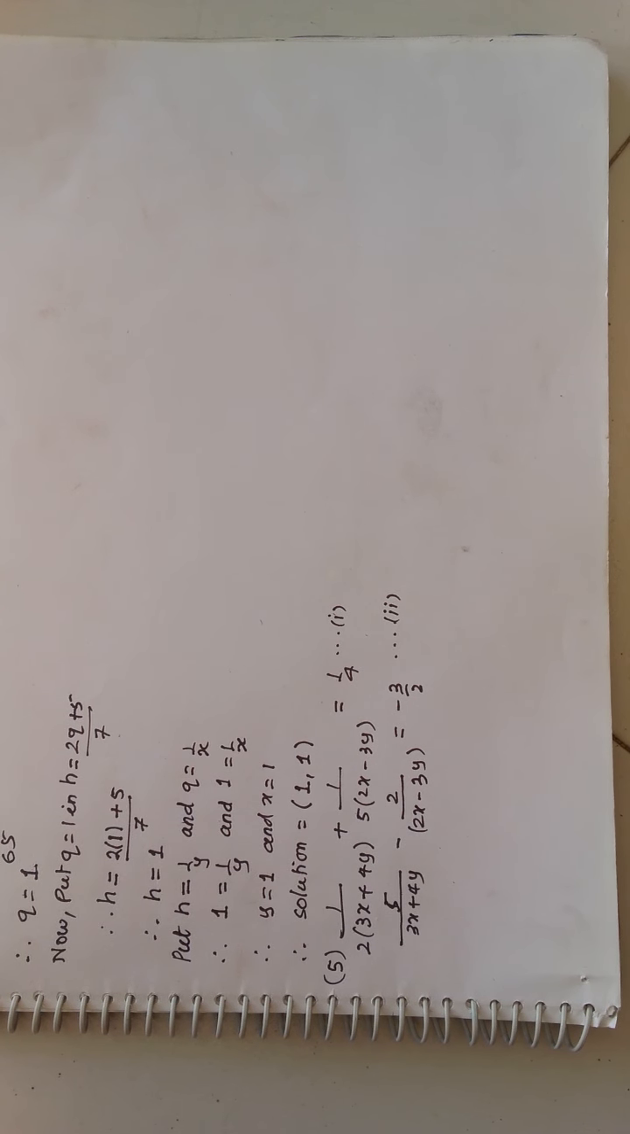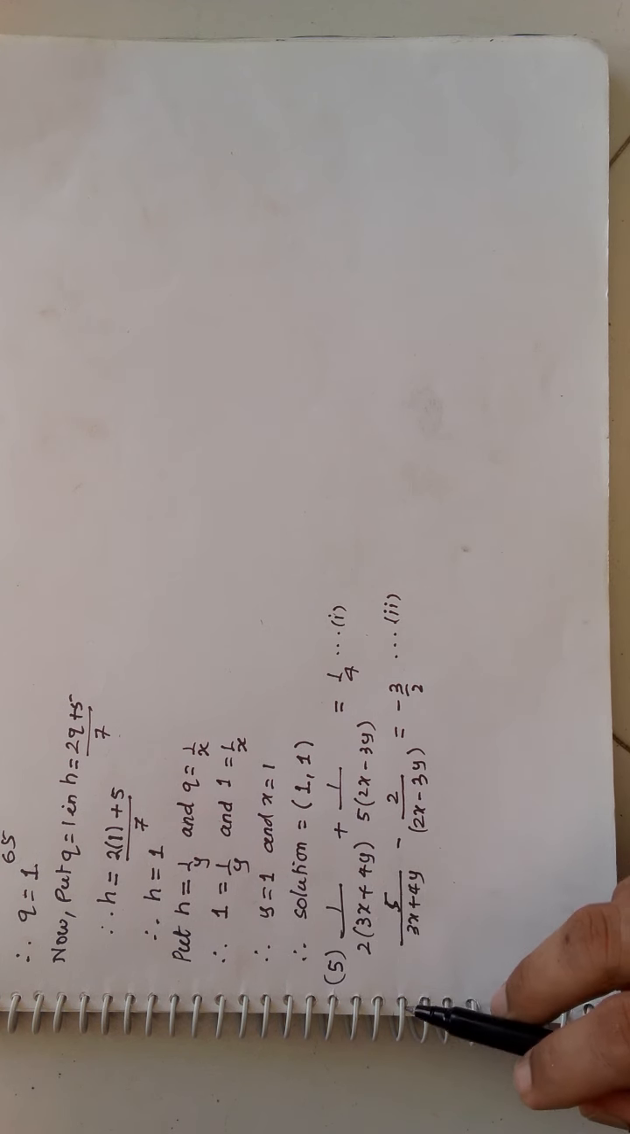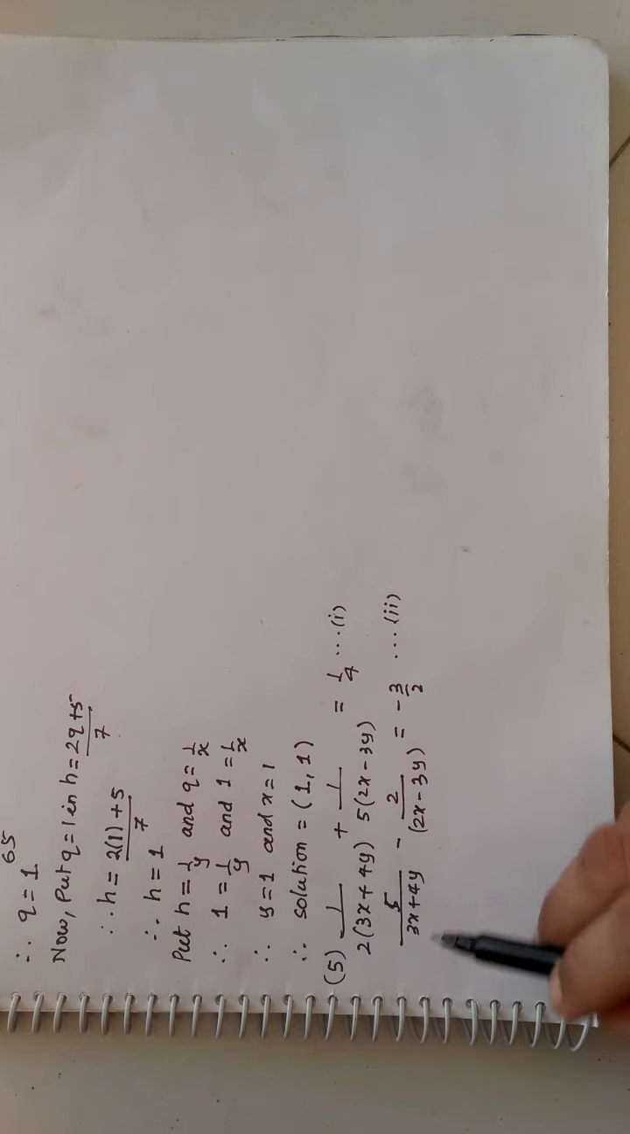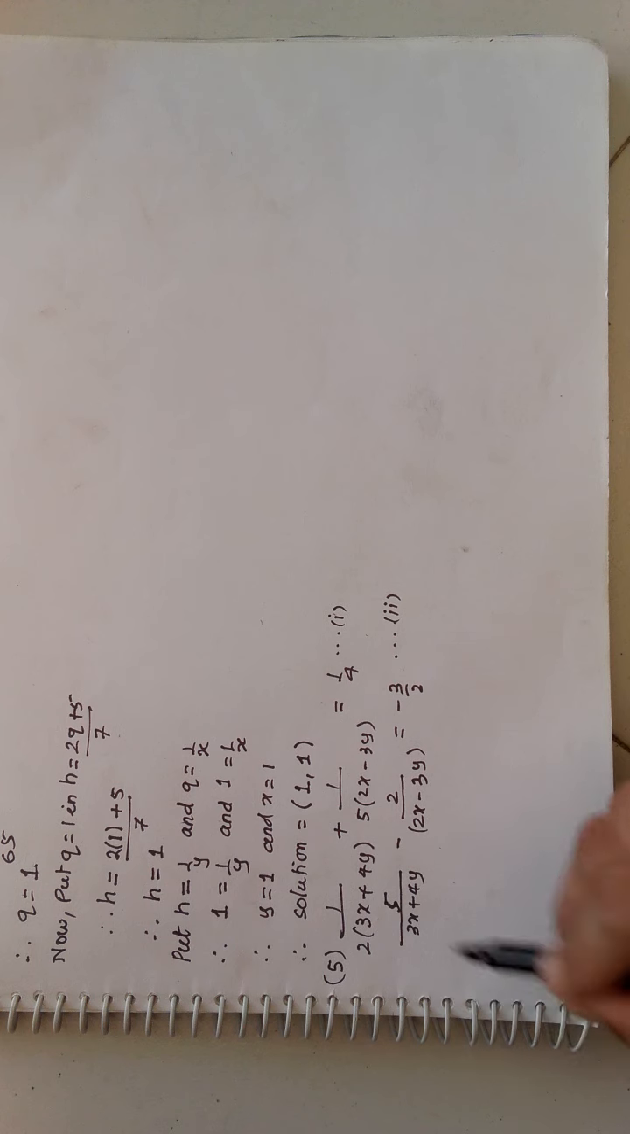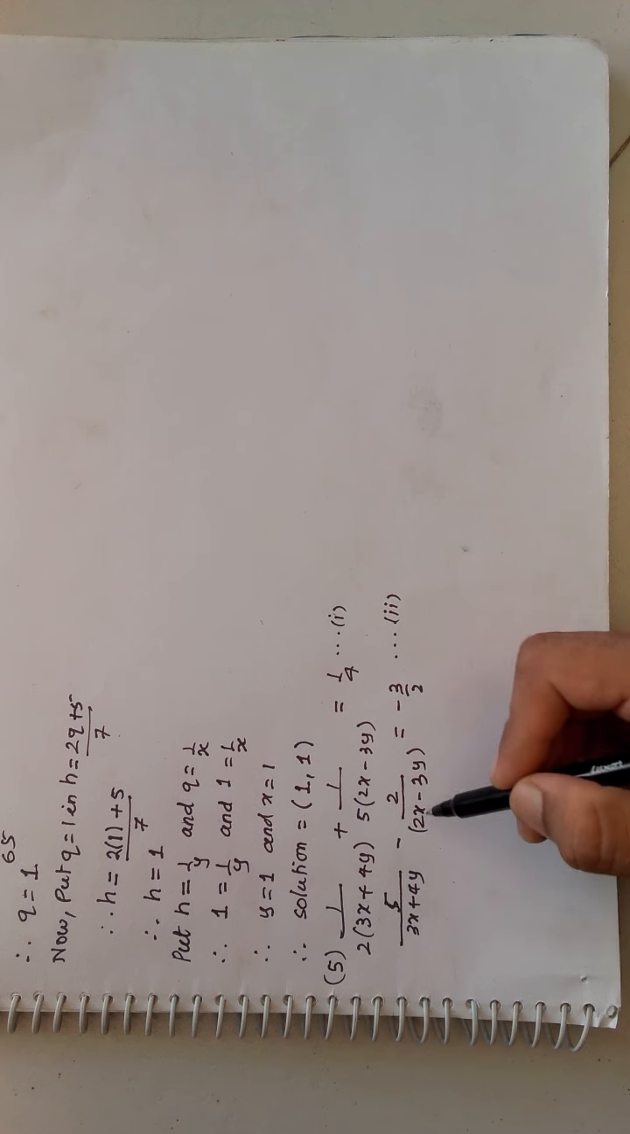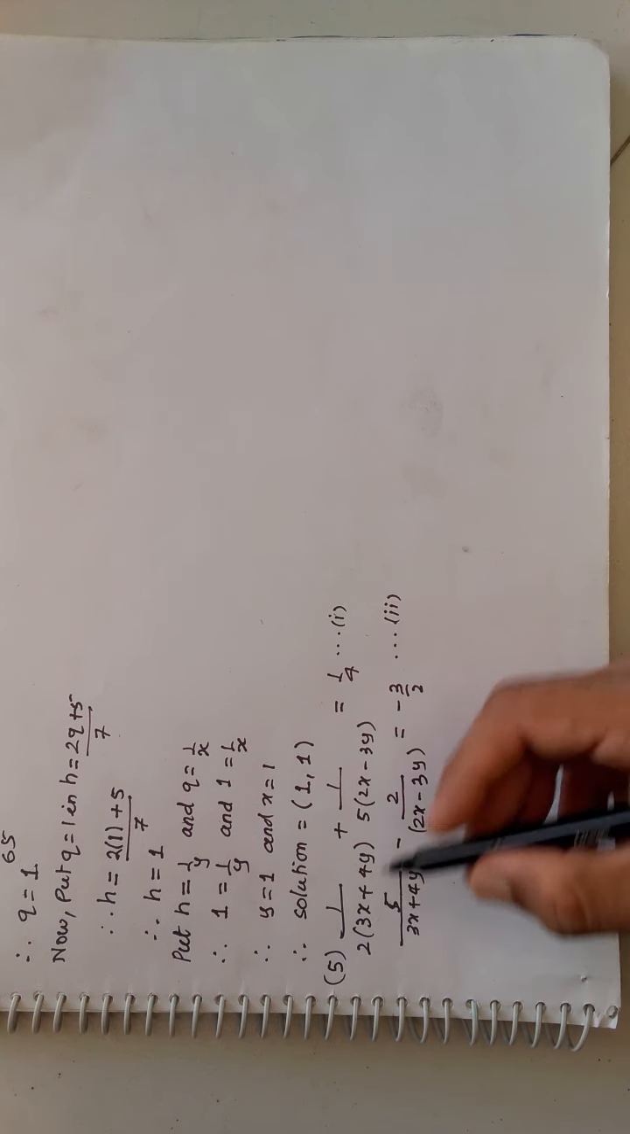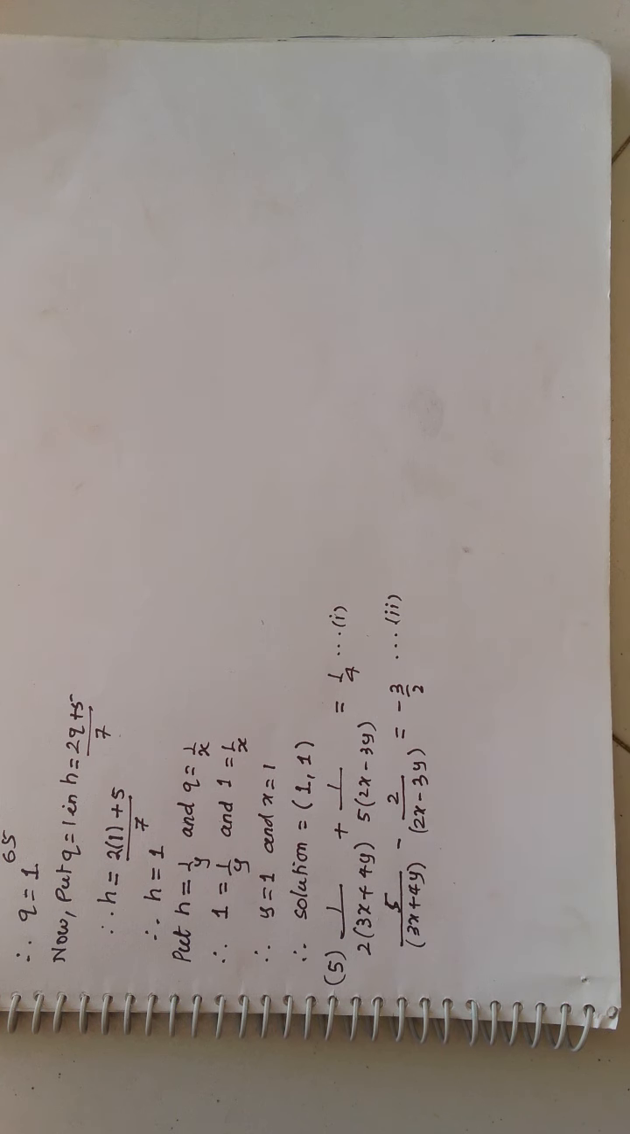Now coming to the last question of this particular series, it is given as 1 upon 2 into bracket 3x plus 4y plus 1 upon 5 into bracket 2x minus 3y is equal to 1 by 4, and then 5 upon 3x plus 4y minus 2 upon 2x minus 3y is equal to minus 3 by 2. Now if you see here, it seems to be a very frightening question. Actually it seems to be not only frightening but also complicated. But if you look at it, you will find that 3x plus 4y is present in both the cases and 2x minus 3y is present in both the cases.